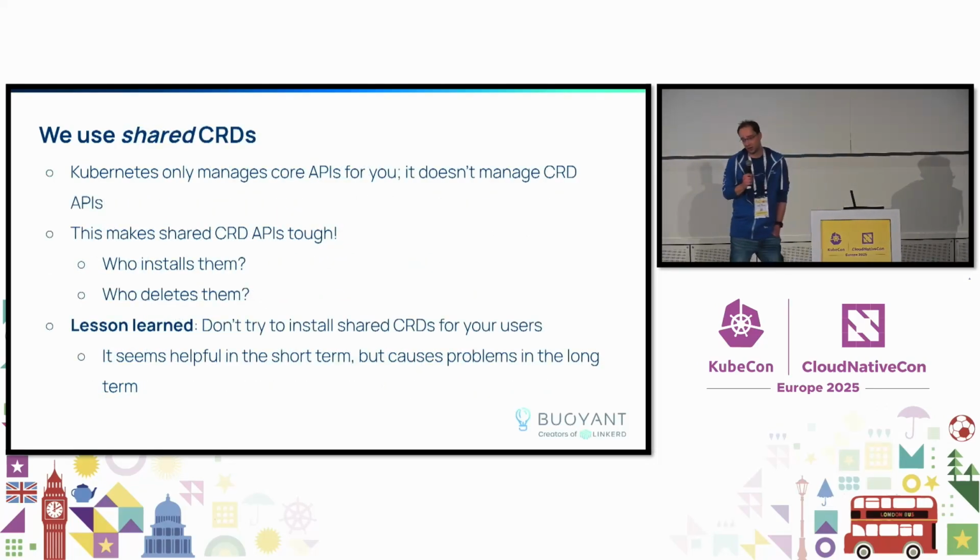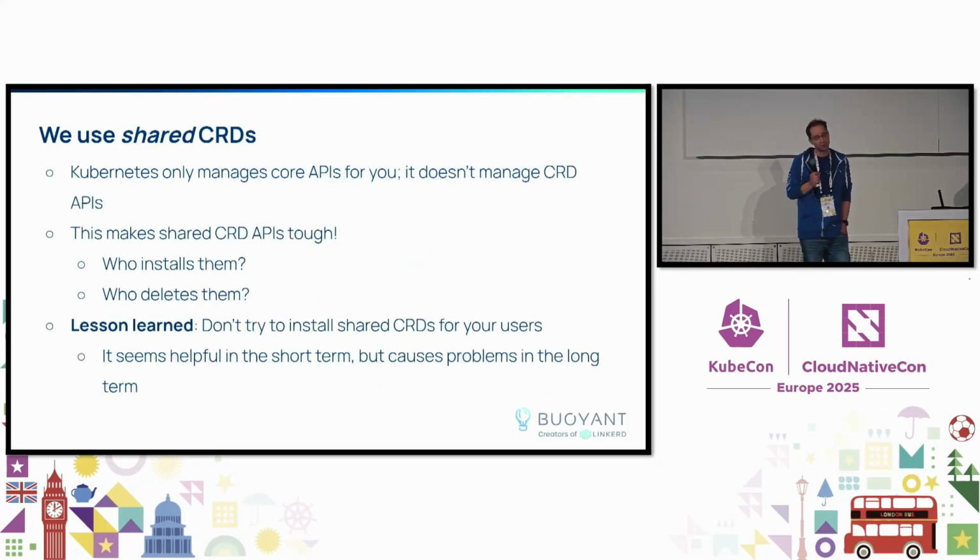Again, we use shared CRDs. Kubernetes only manages the core APIs for you. It does not manage CRDs. This makes shared CRDs tough. Who installs them? Who deletes them? Is it one project or the other? What if one project deletes the CRDs it relies on? What is your application going to do? It's not going to have a great time.